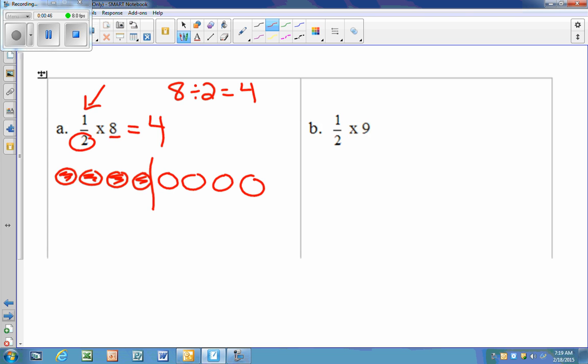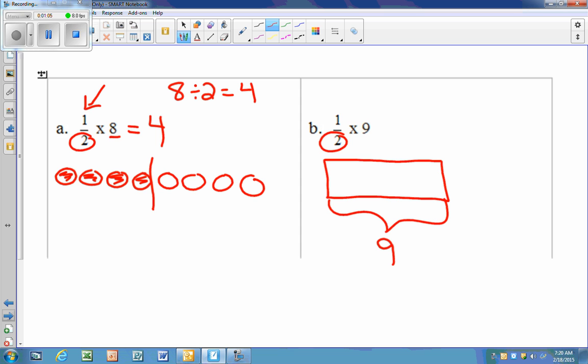Letter B is a little different. Because letter B does not go in evenly when I divide 9 into 2 groups, I have to figure out another way. So I'm going to use a tape diagram. And in my tape diagram, this whole thing represents 9. And I want to split it into 2 groups. Same way.